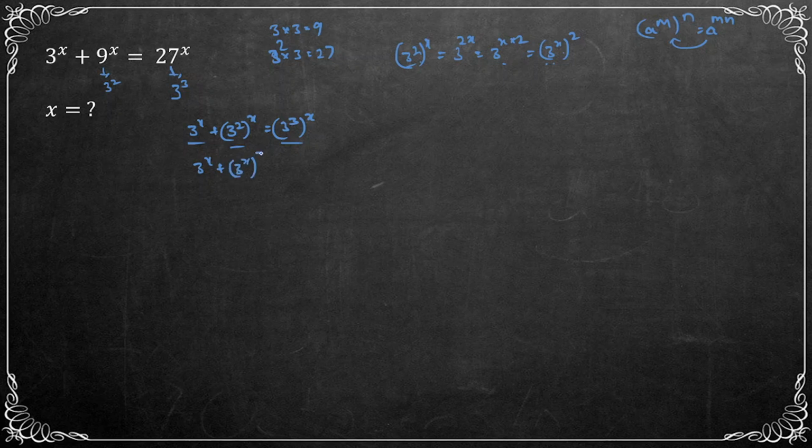Similar logic we can apply here. So we have 3 power x plus 3 power x whole square is equal to 3 power x whole cube. So 3 power x is common across. If I take y is equal to 3 power x, we have y plus y square is equal to y cube. So this is a cubic equation. We can try and solve it.